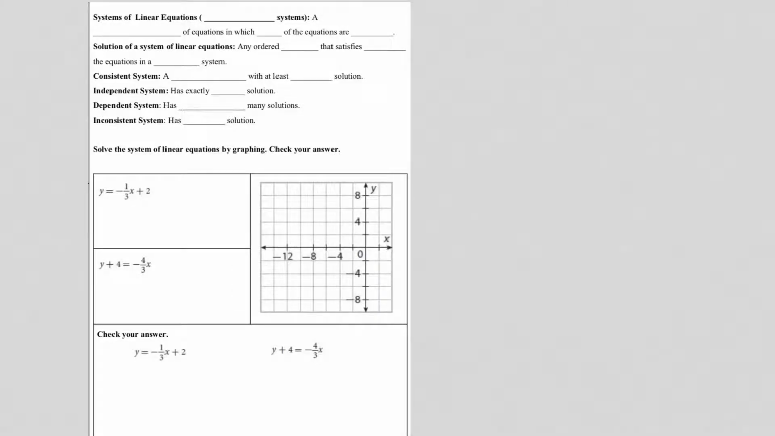A system of linear equations. It is a linear system. It's a system of equations in which all of the equations are linear. Basically, anytime you have more than one line, you have a system of linear equations.